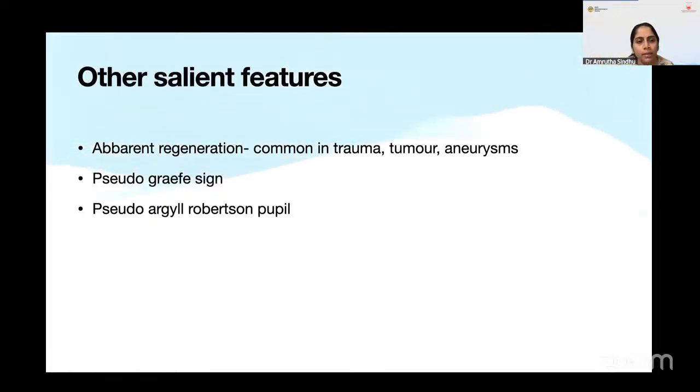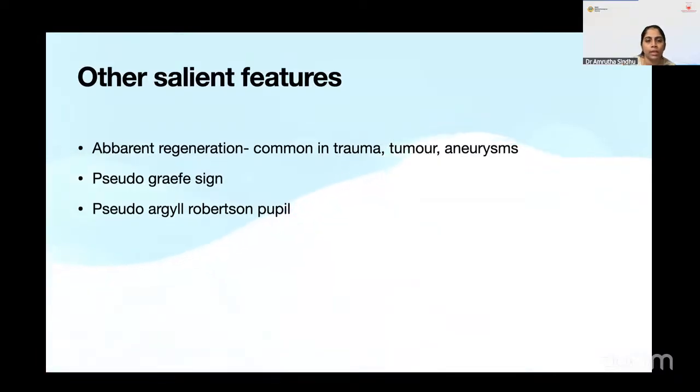Other commonly asked questions, I've just tried to explain what is commonly asked in a third nerve palsy. The other question is aberrant regeneration. Aberrant regeneration happens most commonly in case of any trauma involving the third nerve or any tumors or aneurysms. It is very, very uncommon to see aberrant regeneration in case of ischemic mononeuropathies. You should remember aberrant regeneration and all the signs which are involved. Aberrant regeneration is nothing but the nerve grows aberrantly, and instead of supplying one muscle, it supplies some other muscle.